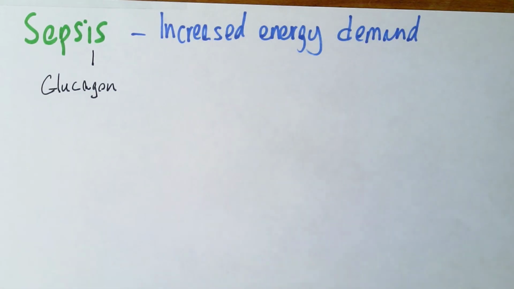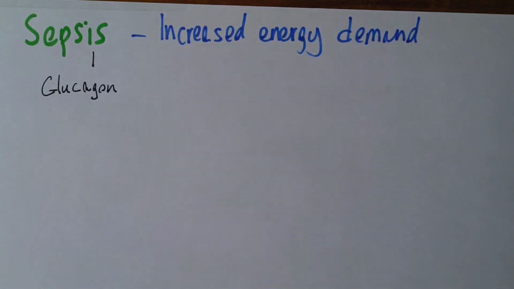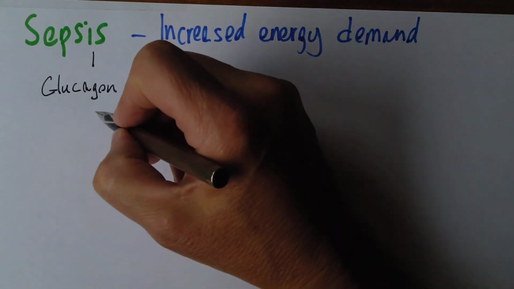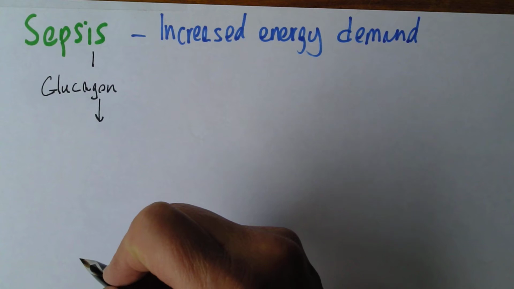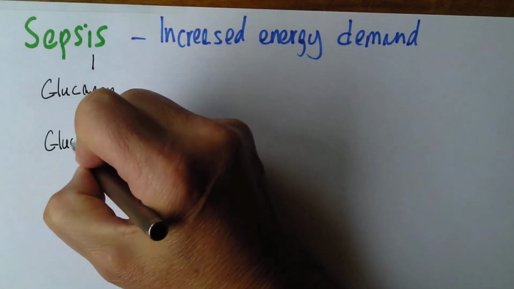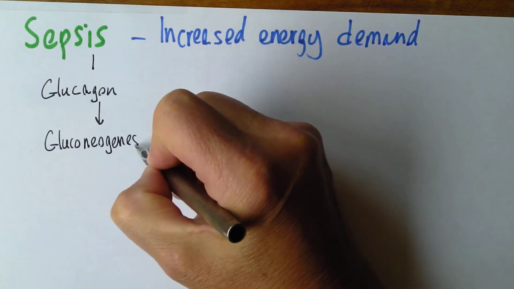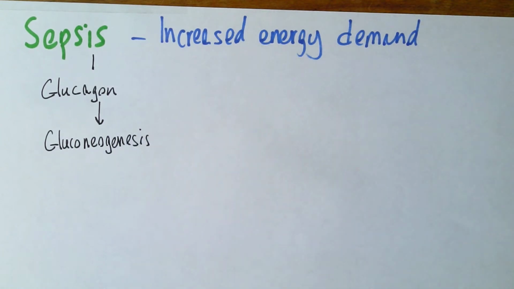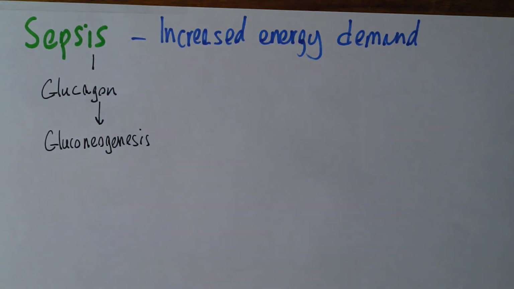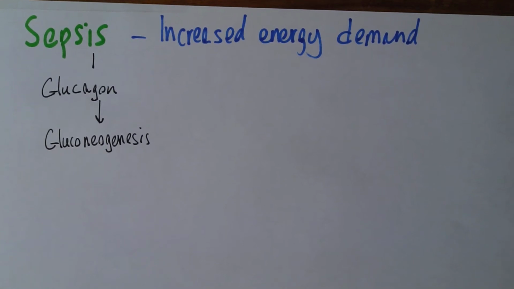So glucagon is produced by the alpha cells in the pancreatic islets, and it will break down glycogen to glucose. And it will also stimulate the process of gluconeogenesis, producing glucose from non-carbohydrate based molecules like fats and proteins.